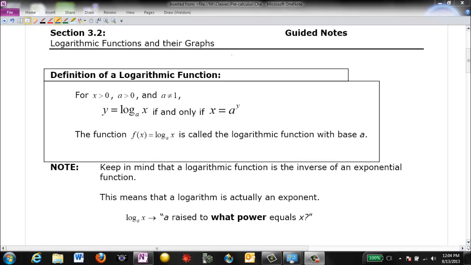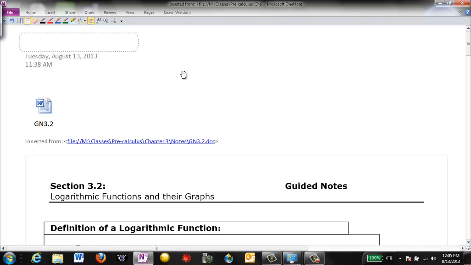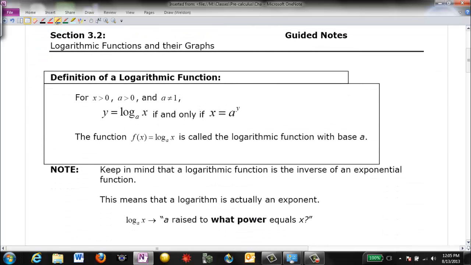All right, so let's just start with that. Let's say somebody asks you what a logarithm is. You can simply respond with the fact that a logarithm is an exponent. Okay, a logarithm is nothing more. A logarithm is an exponent. Okay, simple as that. But specifically, a logarithmic function is an inverse of an exponential function, right? So, a logarithm is an inverse of an exponential function.